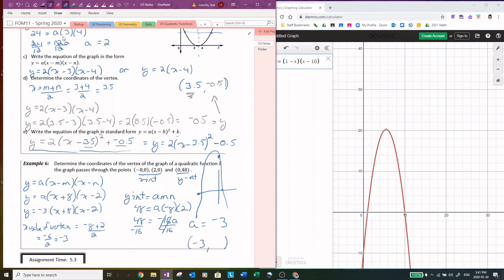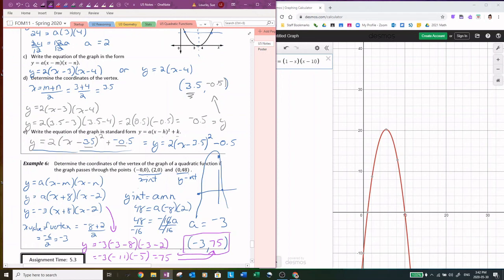And then what I want to do is take my -3 as my x value and plug that into my equation. So I've got y equals -3 times -3 plus 8 times -3 minus 2. And let's figure out what y is. It's going to be -3 times 5 times -5, which is 75. So that's the y value that goes with the x value of -3. Okay?